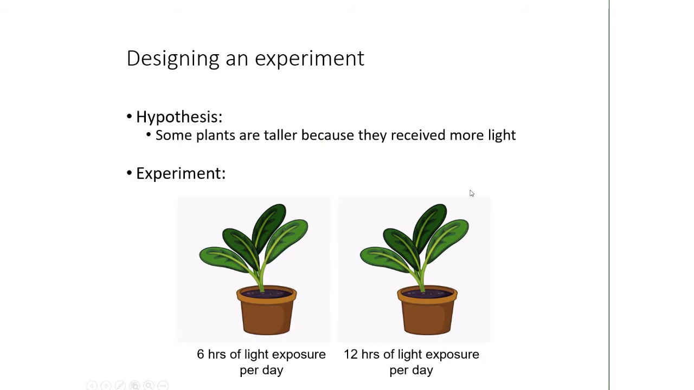So back to our example. You saw the plants. One was tall, one was small. The question is, why is it like that? A logical, valid hypothesis that is testable and falsifiable would be: some plants are taller because they received more light. So to test this hypothesis, we're going to come up with an experiment. We are going to have two of the same plants, and one of them is going to be exposed to light for 6 hours per day, and the other one is going to be exposed to light 12 hours per day.